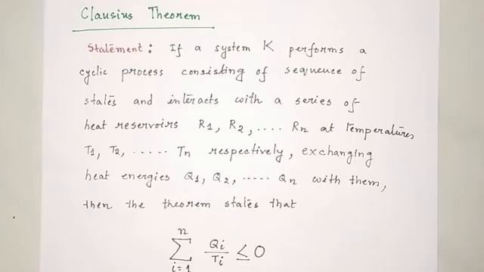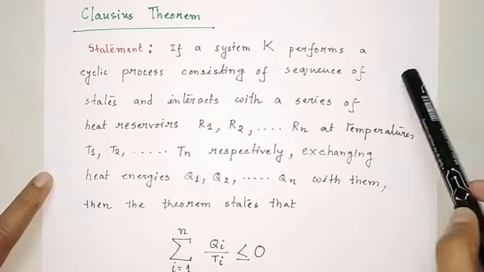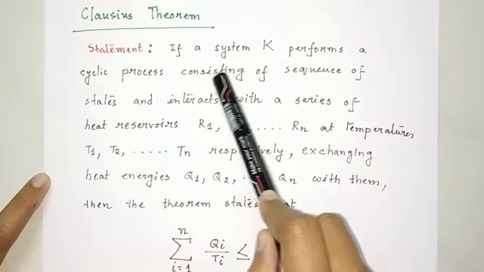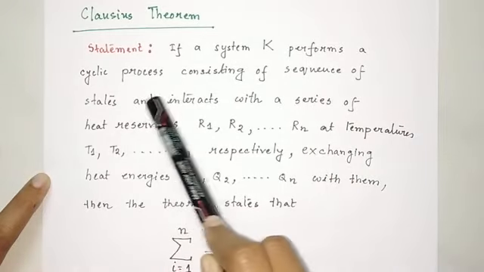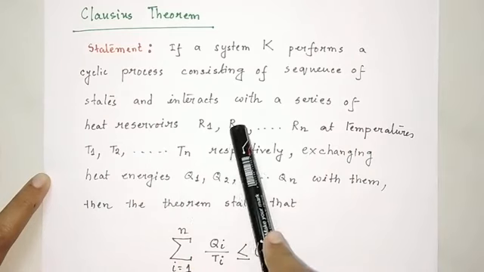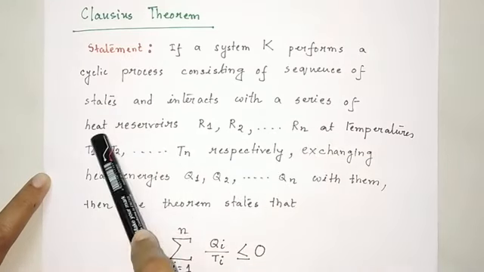So the next topic we'll discuss is the Clausius theorem. It states that if a system K performs a cyclic process consisting of a sequence of states and interacts with a series of heat reservoirs R1, R2, R3, up to Rn. So there are n heat reservoirs.